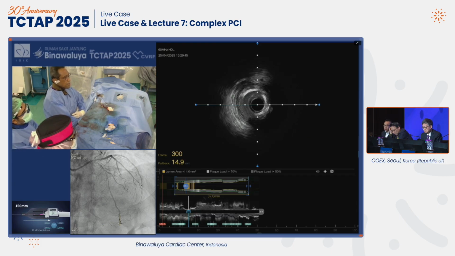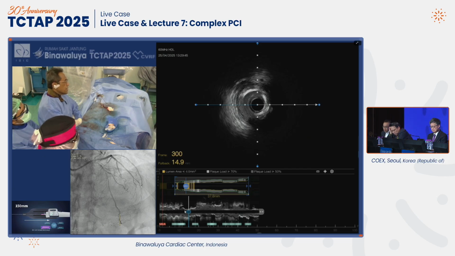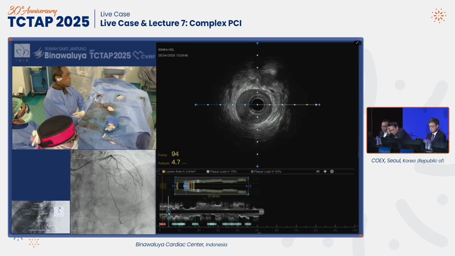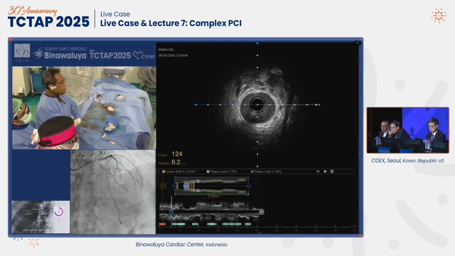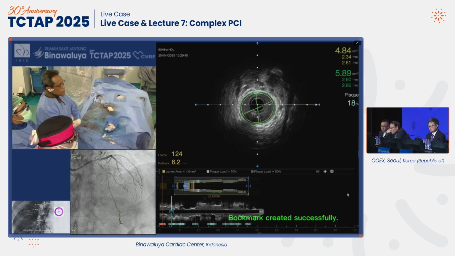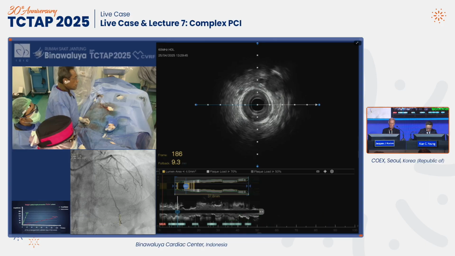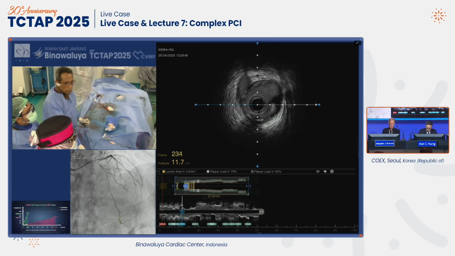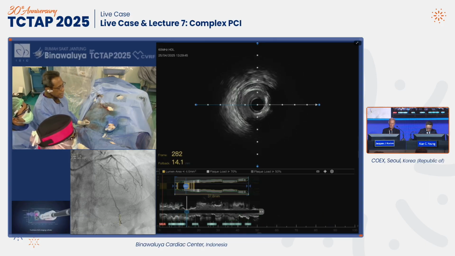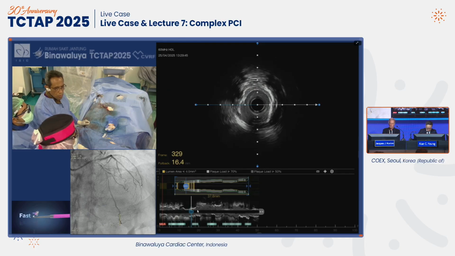One is proximal 3.5, and then in the left main maybe we can upsize until 5. And then for the distal part, we put a DES 2.5, and then POT with a 3.5 balloon. That's our planning. Let's add on from the IVUS.